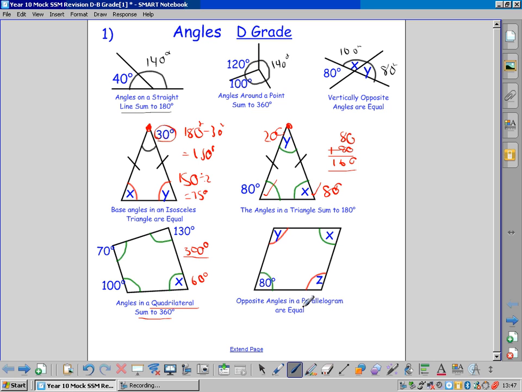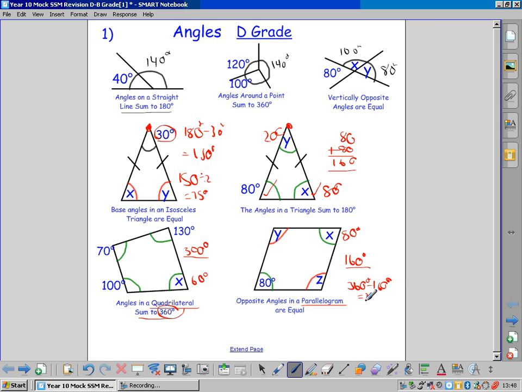A parallelogram is a special type of quadrilateral. And in a parallelogram, the opposite angles are equal. So if this is 80 degrees, then x over here will be 80 degrees as well. Working out the other two requires a couple of steps. You need to add up those two, which gets you to 160. And then you need to think what's left over to get me to 360. Or 360 minus 160 degrees.